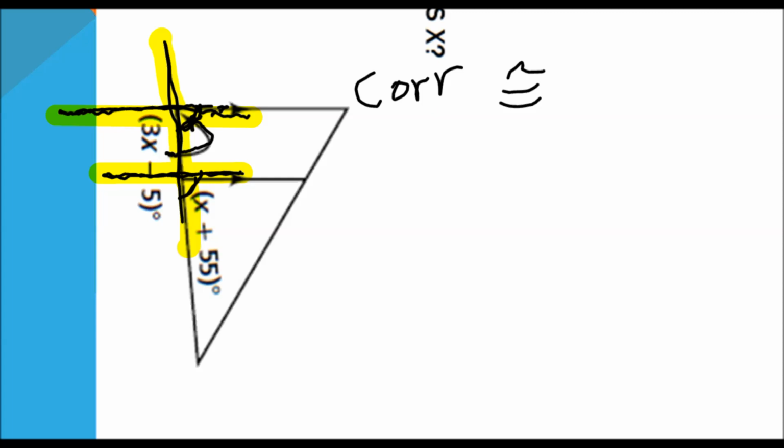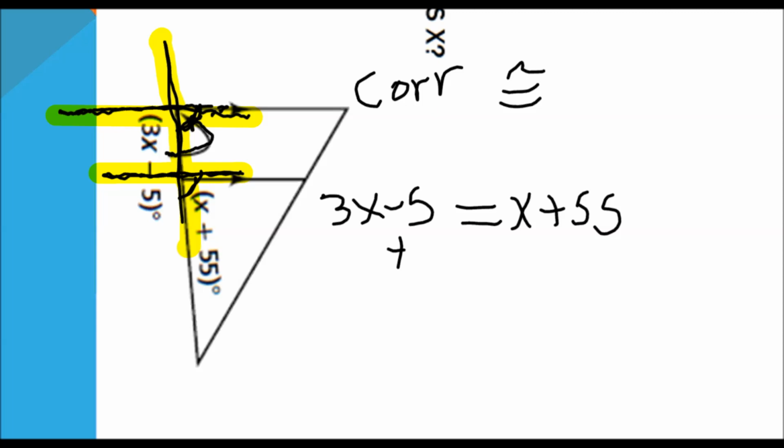Now, congruent is just the fancy geometry way of saying they're equal. So that's what I'm going to put down first in my equation. I'm going to put down an equal sign. One angle is equal to the other angle. One of the angles is 3x minus 5. The other angle is x plus 55. So that's the setup. Again, that's probably the hardest part.